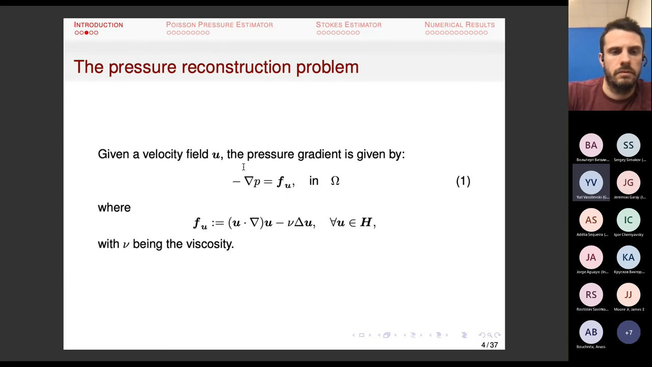For this problem, we will consider the classical Navier-Stokes equation with data zero. And here we will consider the velocity field as a known field. So for that reason, we can leave the pressure field as the unknown in our equation. The right side has all the terms for the velocity, composed by the Laplacian term and the convective term. In this case, nu represents the viscosity. And the space H will be defined as follows.